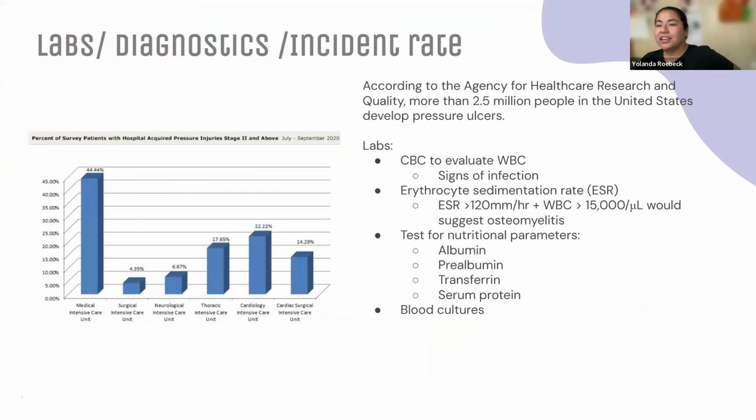Labs, diagnostics, and incident rate. According to the Agency for Healthcare Research and Quality, more than 2.5 million people in the United States develop pressure ulcers. Labs include the CBC to evaluate the white blood count for signs of infection.